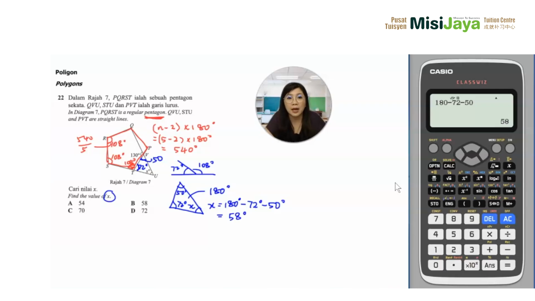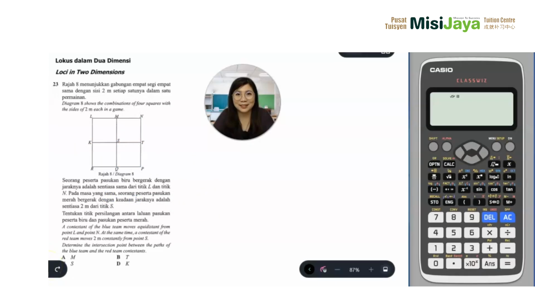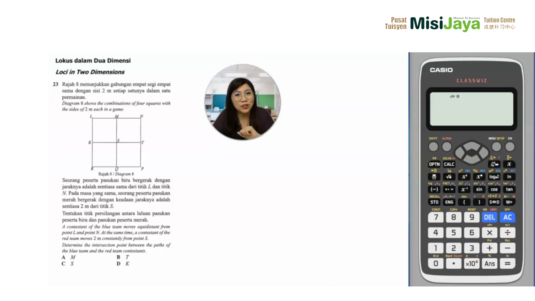And let's look at the options A, B, C, D. The answer is B. Let's look at question number 23. This question is on loci in 2 dimensions. Remember, when did you learn this chapter? In Form 3, right? Okay.